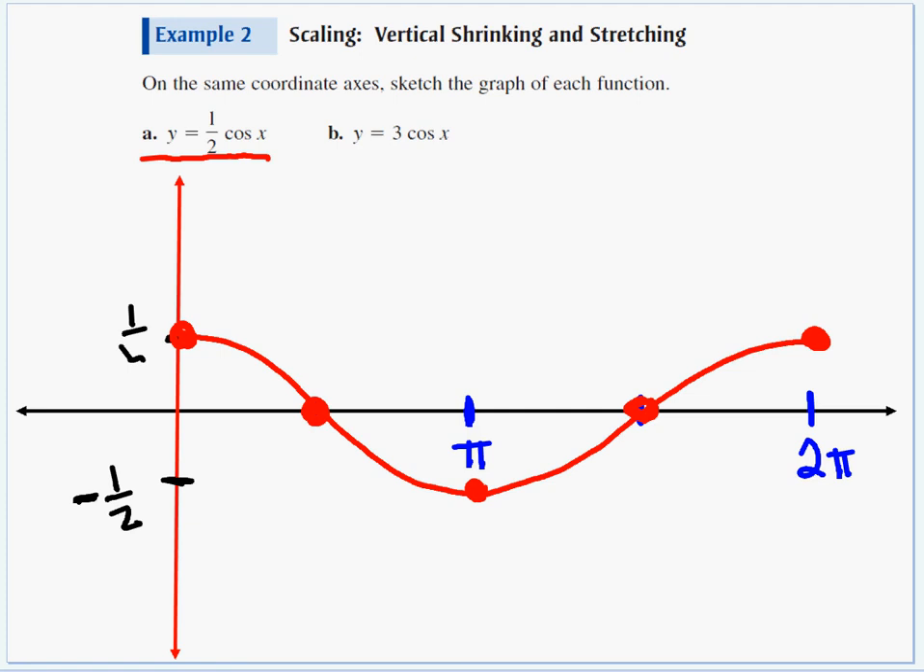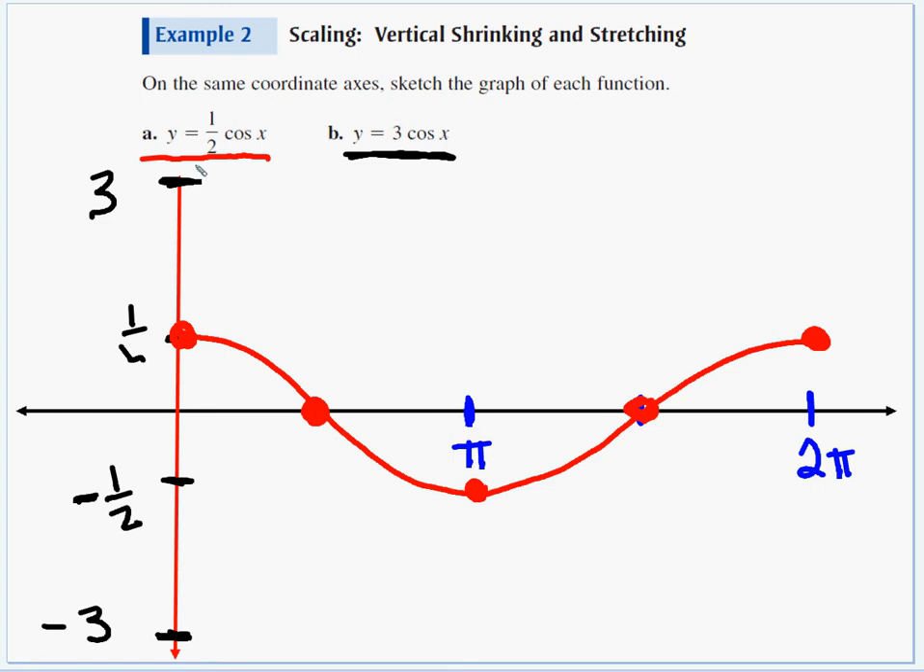All right. Next, I'll go back to black ink. y equals 3 cos x. The cos x is the same. The only difference here is the 3. So this is not to scale, but I'm going to go way up here. That's positive 3. Same distance down here, negative 3. So the highs and lows change, but everything else stays the same.